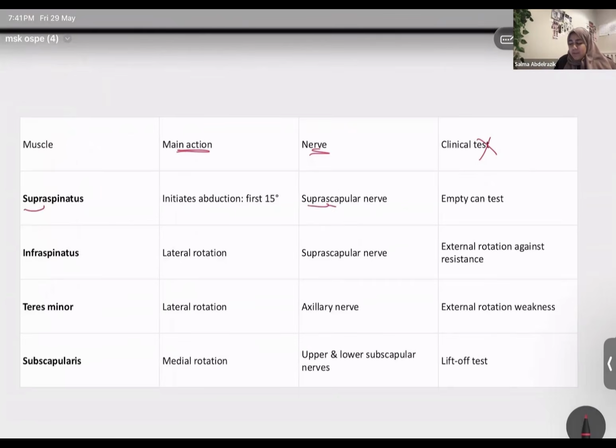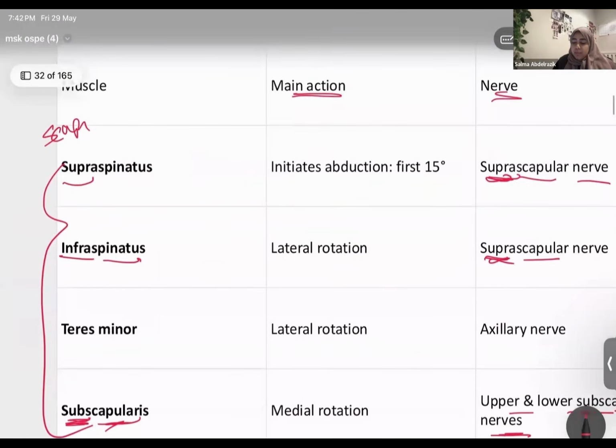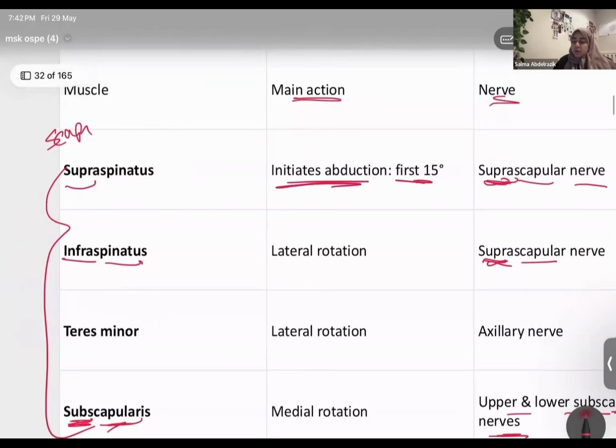Supraspinatus is supplied by the suprascapular nerve. Subscapularis and infraspinatus, they're all related to the scapula. So there'll be suprascapular and upper and lower subscapular, because this is subscapularis, so it's subscapular nerves. Supraspinatus, infraspinatus, they're still in the scapula, so it's suprascapular. The actions. Supraspinatus initiates abduction. So if your hands are to your body like that and you just move 15 degrees, that's supraspinatus.